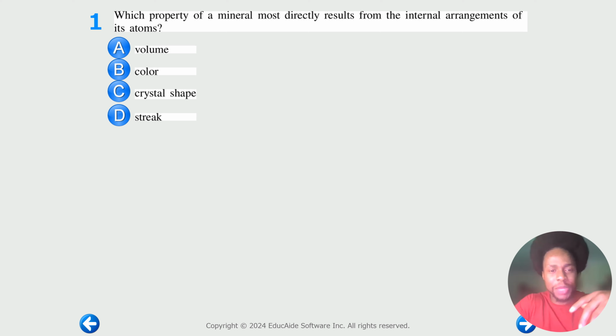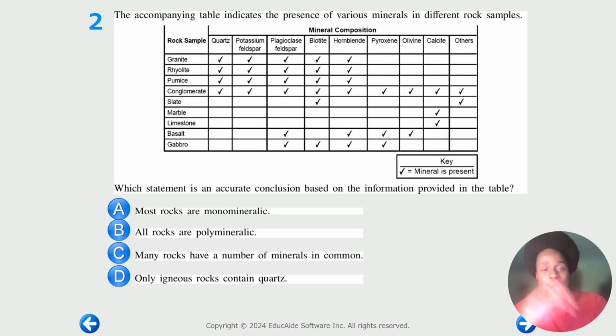So with those, we're going to jump into a little bit of practice and then I'll let you guys jump into your exit ticket. Let's look at question number 1 here. Question number 1 says, which property of a mineral most directly results from the internal arrangement of its atoms? Now we said, based on the internal arrangement of the atoms, it will determine the hardness of the mineral, the crystal shape of the mineral, and the breakage of the mineral, how the mineral would break. So what stands out here is crystal shape. Easy breezy.